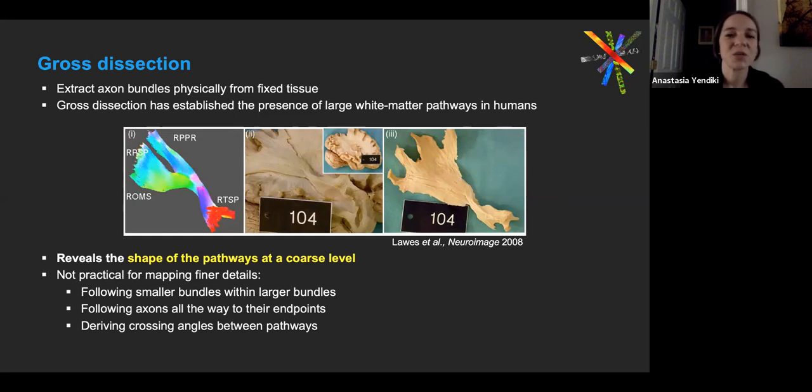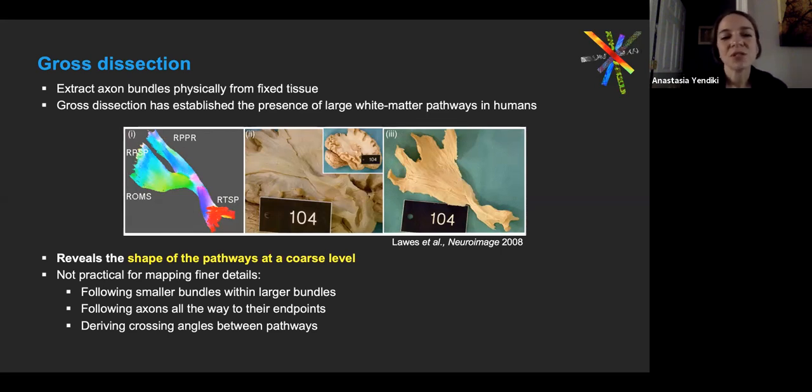Gross dissection is one of the classical methods where the axon bundles are physically extracted one by one from fixed tissue. And it has been used to establish the presence of the large white matter pathways, like the inferior longitudinal fasciculus, the superior longitudinal fasciculus, the uncinate fasciculus, et cetera, to show that every brain has one, and that the general overall shape of these pathways is similar to what we get from tractography.